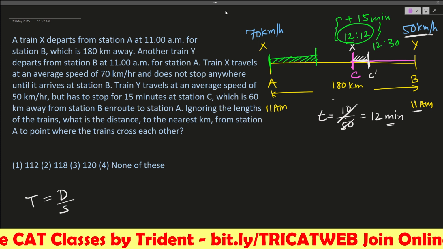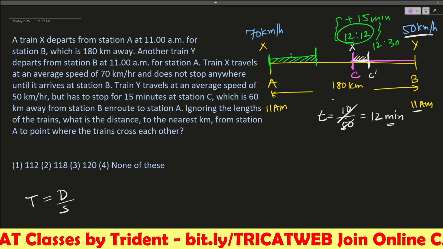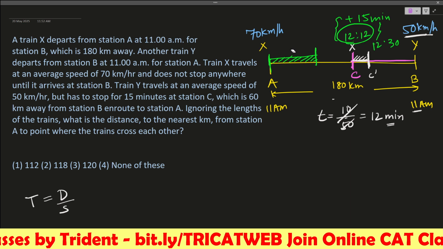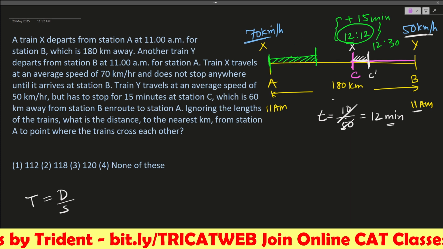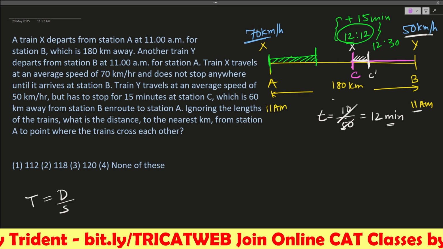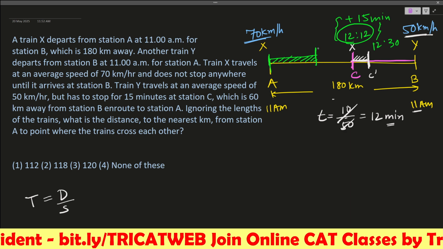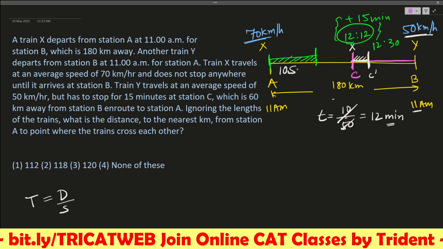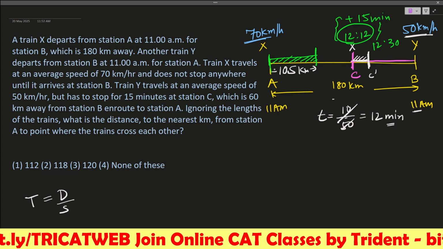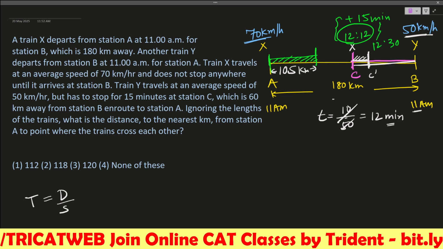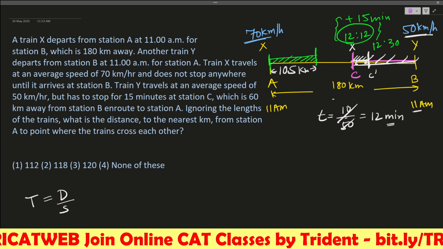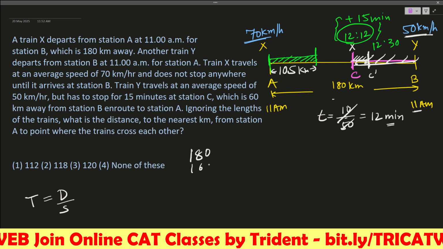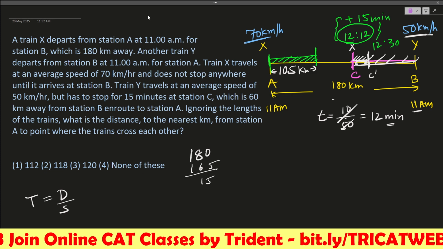Anyways, now in 1.5 hours, how much distance am I covering at the speed of 70 kilometers per hour? So in 1 hour I will be covering 70 kilometers. In 30 minutes I will be covering 35 kilometers. So this distance is 105 kilometers, and this one is 60. So total is 165. So 180 minus 165 is 15.